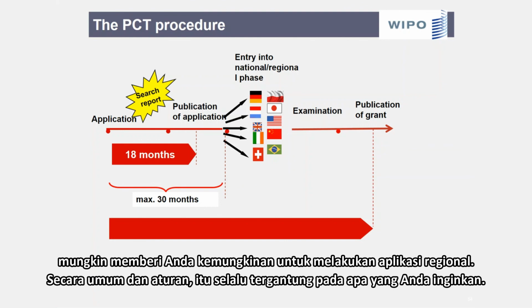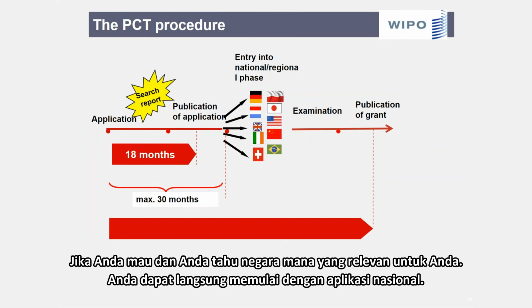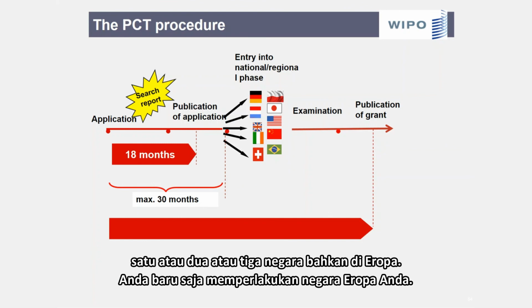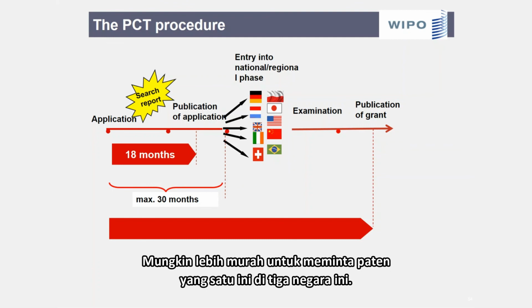As a rule, in general, it always depends on what you want. So if you know which countries are relevant for you, you can directly start with national applications, or for example with a regional application if it's about Europe. If you have just a few countries, one or two or three countries, even in Europe, you have just 3 European countries, it is maybe cheaper to ask for this one patent in these 3 countries.